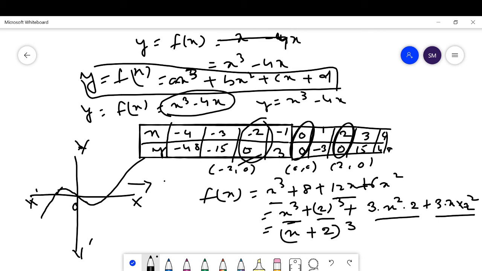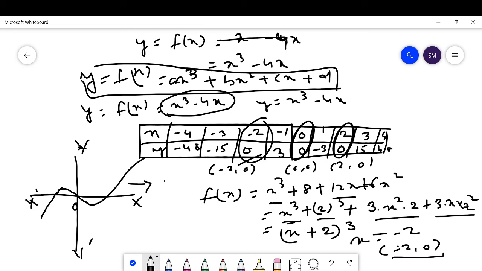In this case, what is the value of x? x equal to minus 2. Here it touches the x-axis at a single point, which is minus 2, 0. Then in this cubic polynomial, there are no 3 distinct zeros. It only touches the x-axis at this point, minus 2, 0.